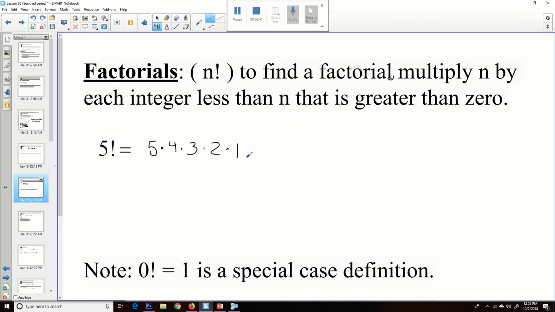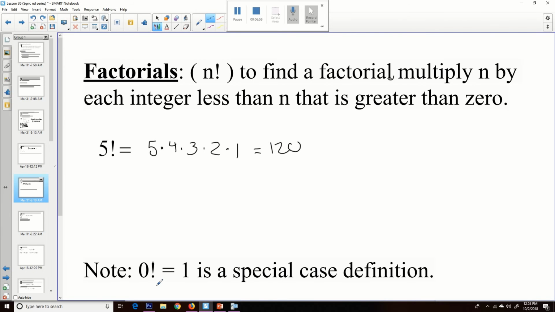So those are the 4 integers that are less than that number, and we're going to multiply it by them. But the last integer greater than 0 is 1. And so this ends up being 120.